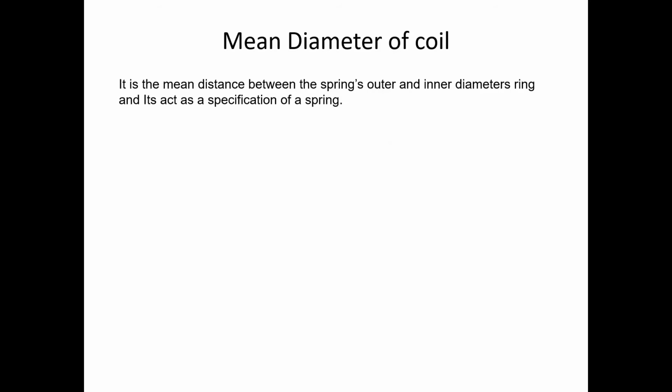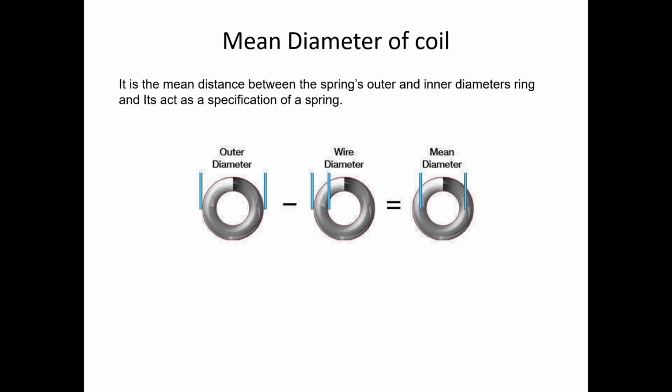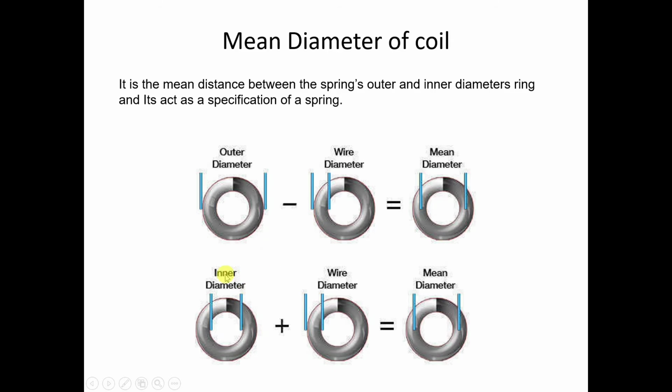Mean diameter of coil. It is the mean distance between the spring outer and inner diameter ring, and it acts as a specification of a spring. For example, if you have the outer diameter of a spring and also the wire diameter of the spring, if you subtract the wire diameter from the outer diameter, you will get the mean diameter of the spring. Similarly, suppose you have the inner diameter of the spring and the wire diameter, if you add the wire diameter to the inner diameter, you will get the mean diameter.